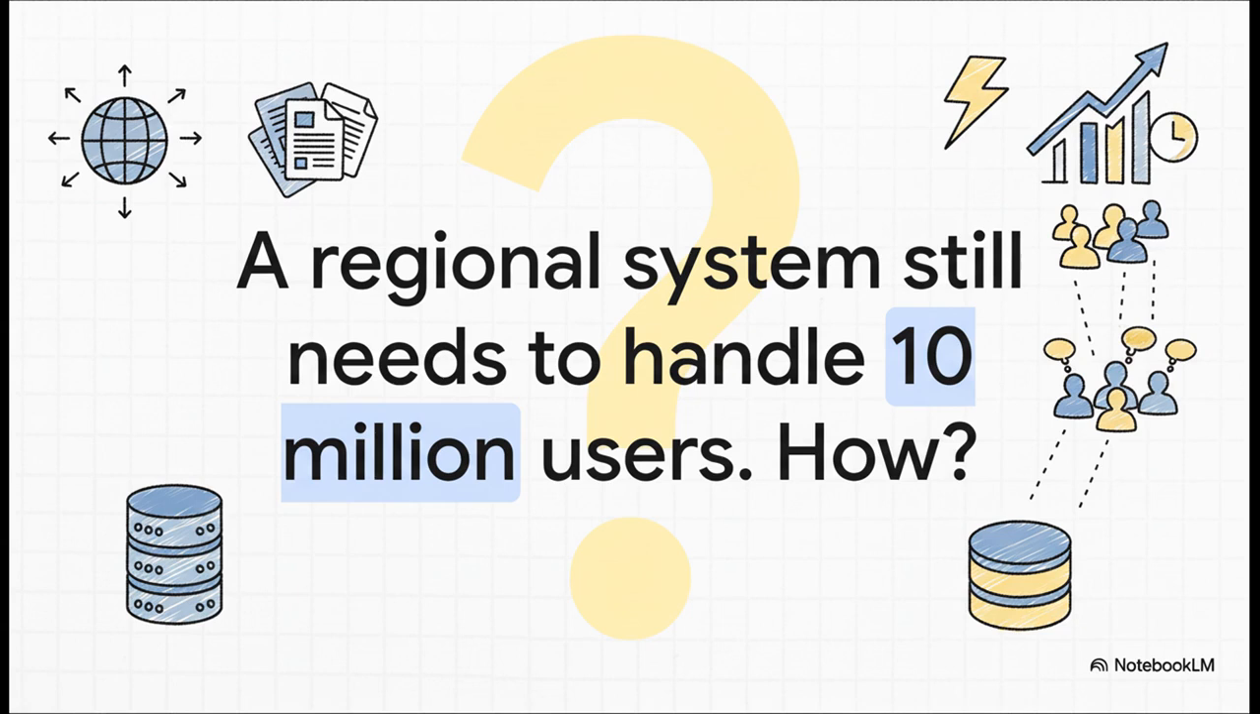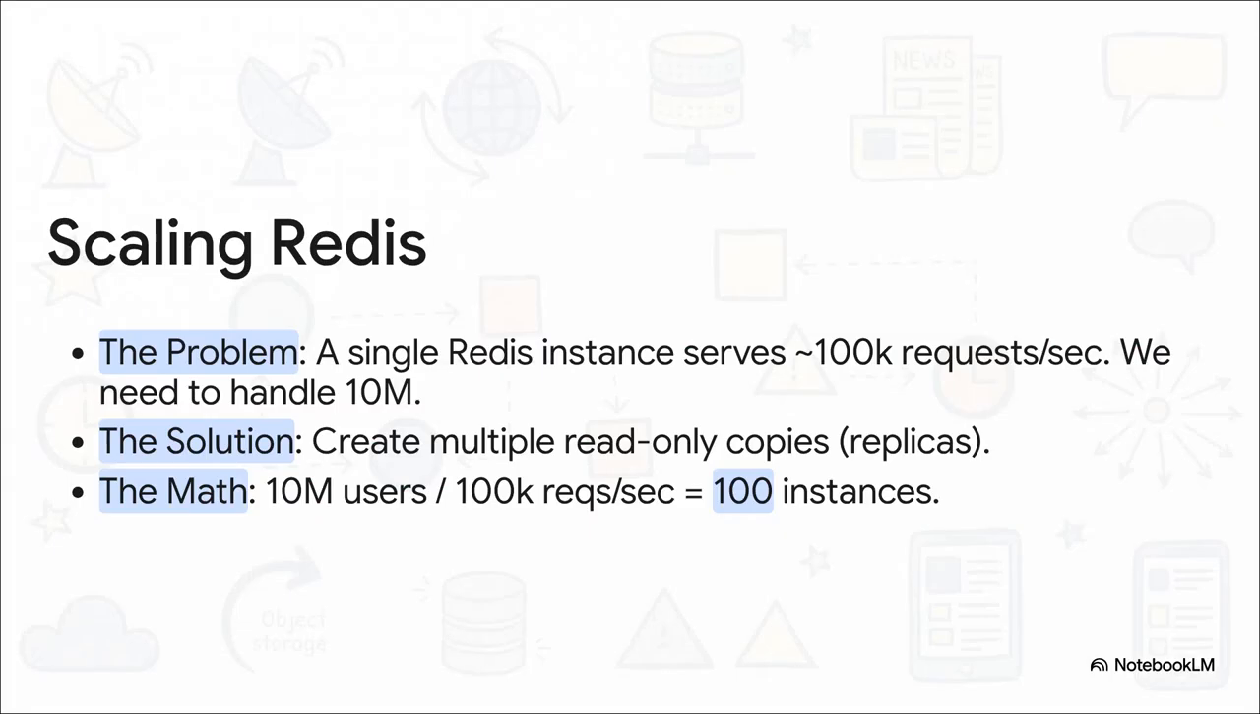Partitioning helps a lot, but it doesn't solve everything. A single regional system might still have to handle, say, 10 million concurrent users, all refreshing their feeds at the exact same time. We've already decided that all of these requests are going straight to our cache. So the new bottleneck is the cache itself. How do we scale that? Well, a single beefy Redis instance can handle about 100,000 requests per second. That's pretty impressive, but we need to handle 10 million.